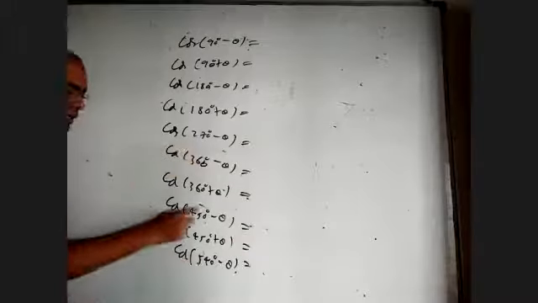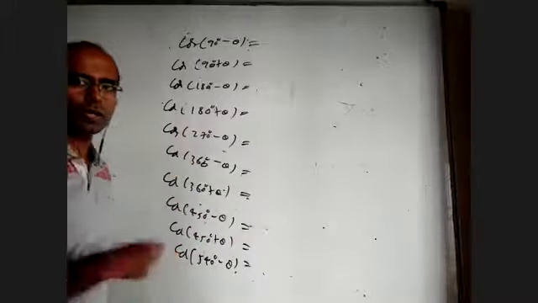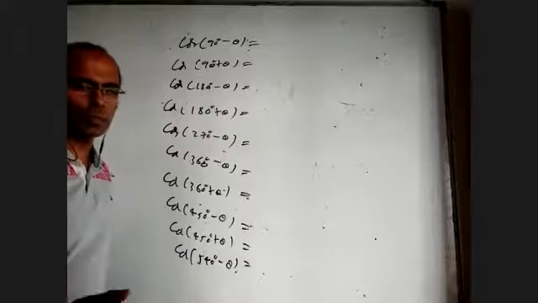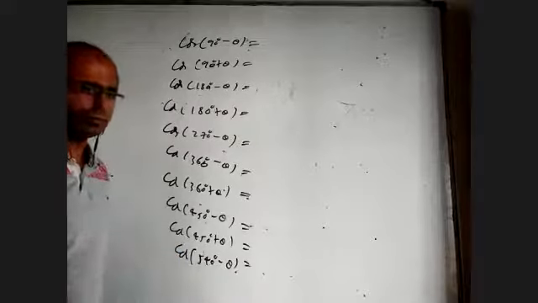Whether I'll get cos theta or sin theta depends on whether the angle here is an even multiple of 90 degrees or an odd multiple of 90.